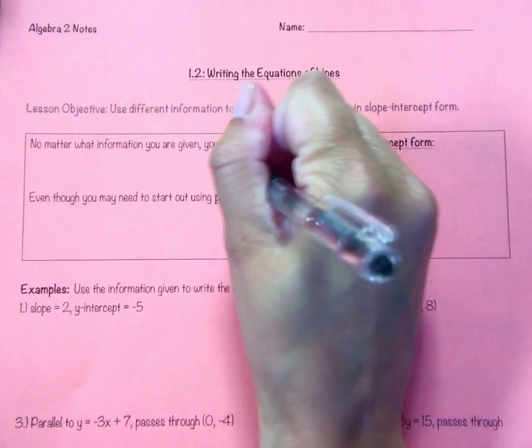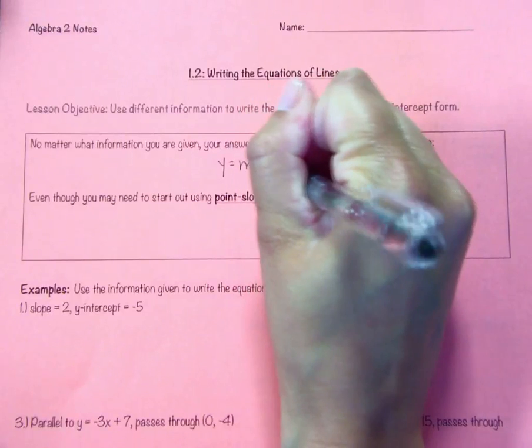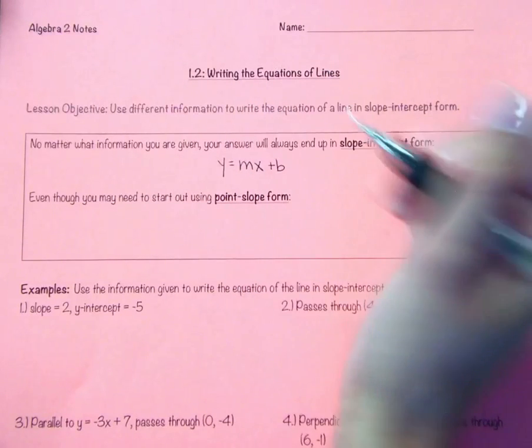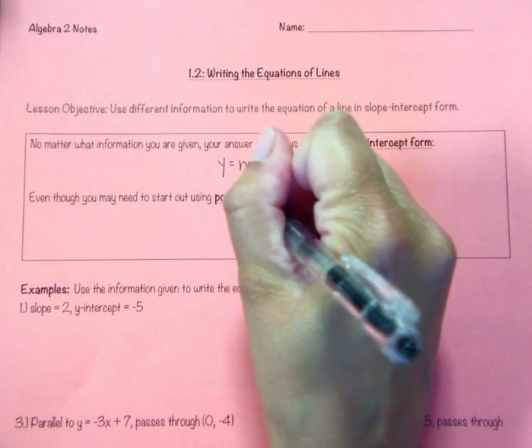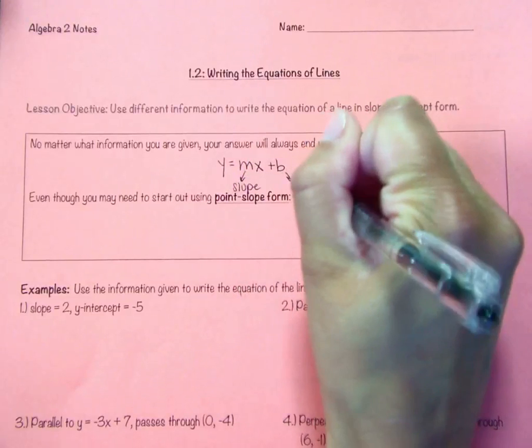So again, just quick review. Remember, that's our y equals mx plus b, where m is our slope and b is our y-intercept.